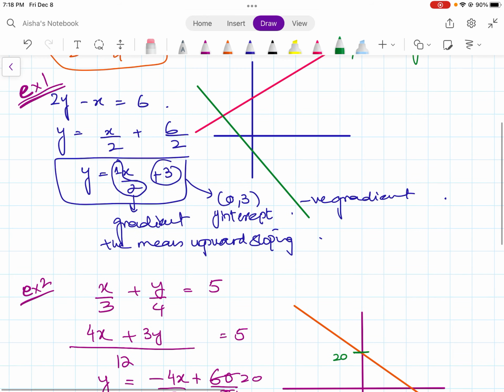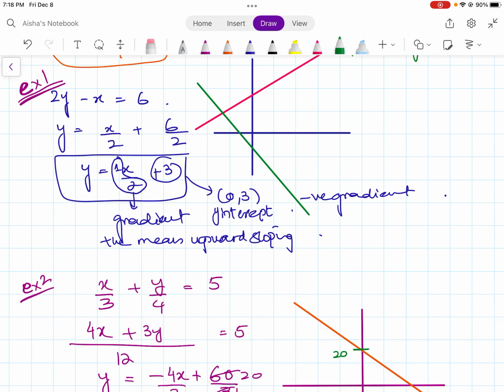And if I draw this graph, which graph will it be? It will be this graph. And this value is going to be 3 and the gradient will be 1 upon 2. So this is what linear equations are.